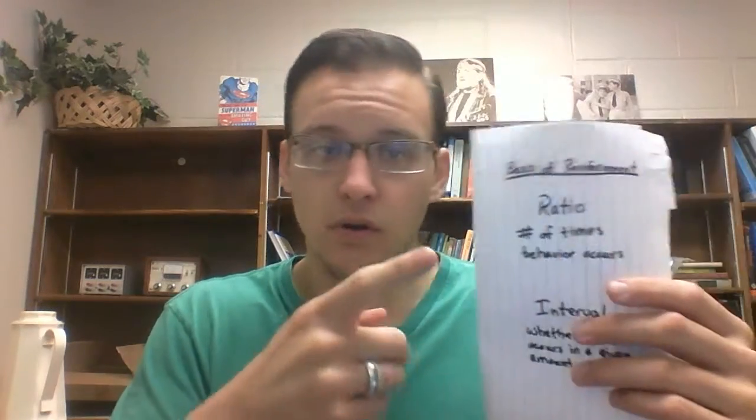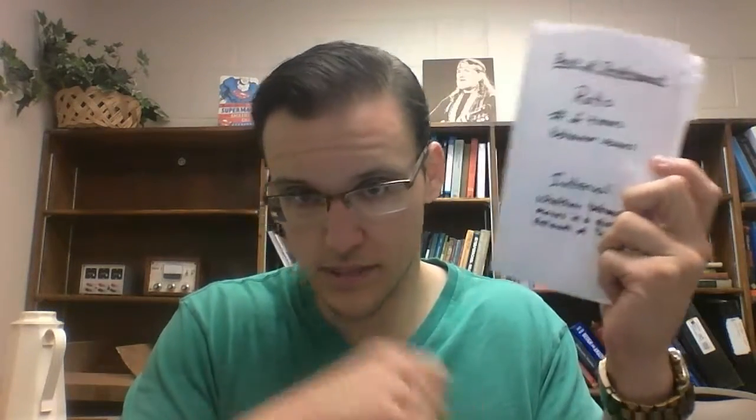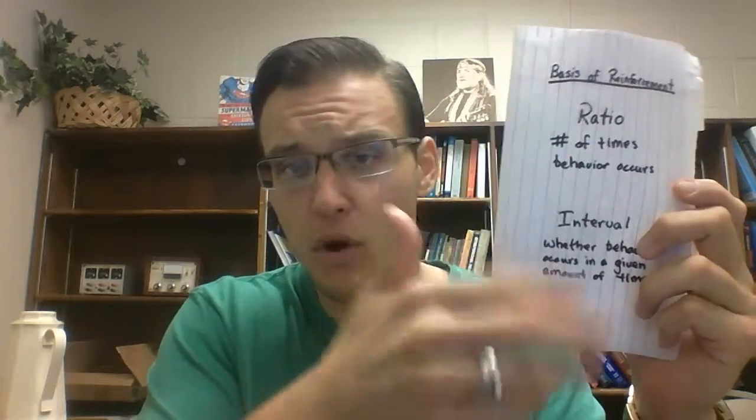This video will be over schedules of reinforcement, okay? So let's break down each schedule into its two components. First, the basis of reinforcement. You can either reinforce a behavior once it's been performed a certain amount of times, in which case you're using a ratio type schedule, or you can reinforce the behavior if it has occurred within a given amount of time. If you're doing that, then you're using an interval schedule. Now both of these can be either fixed or variable.